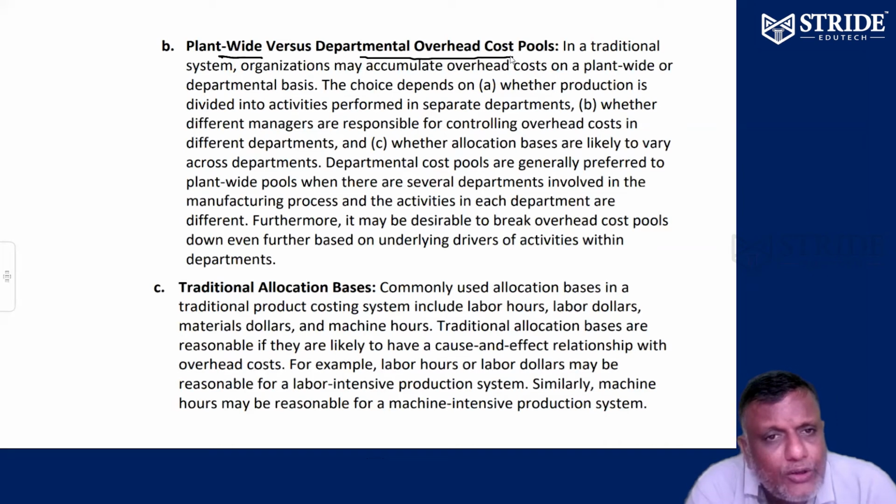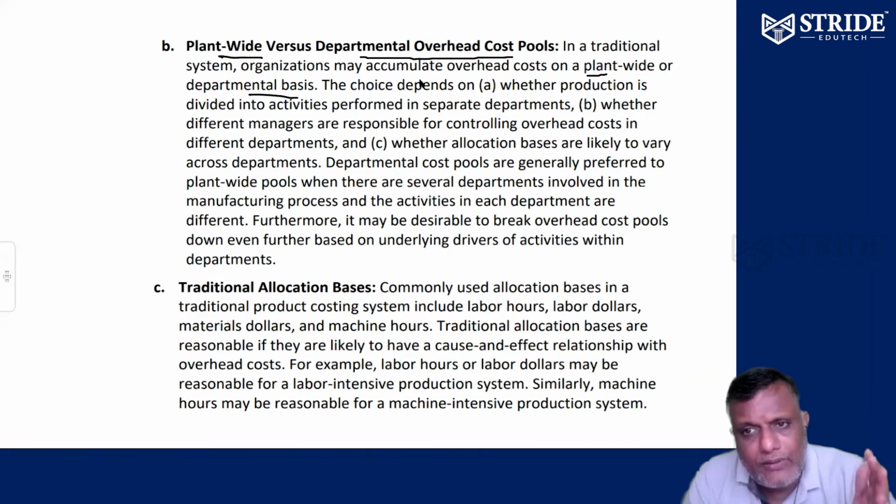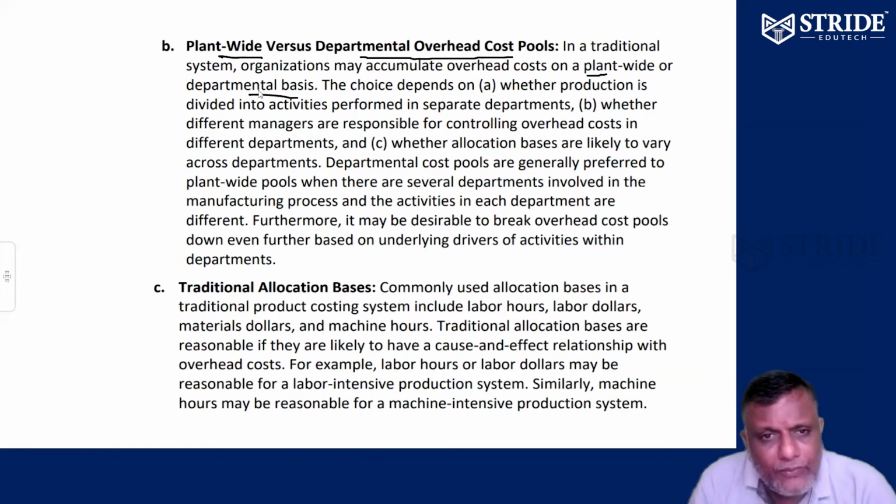Next, plant-wise and department-wise overhead cost pooling. Plant-wise, you have to segregate some overhead costs, and department-wise, you can charge. That's called departmental overhead: general overhead and department overhead. In the traditional system, not a modern system, you have to accumulate all the overhead expenses based on the plant or department. Please accumulate and charge plant-wise and department-wise.